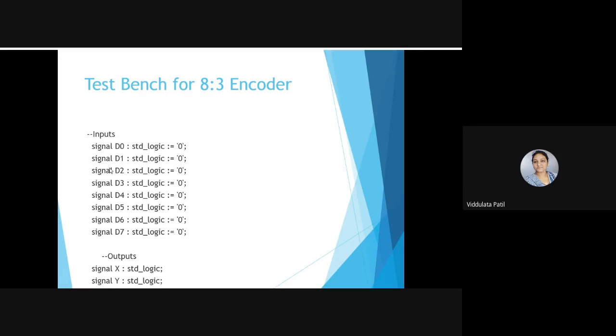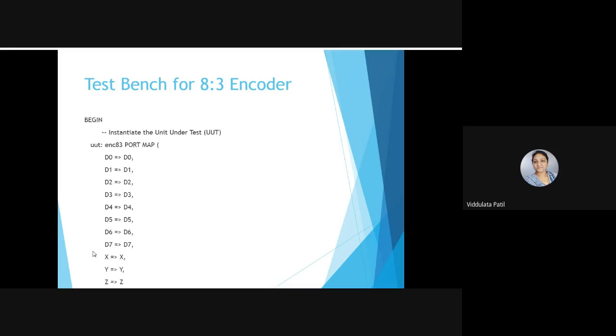For each of these signals we keep the input value at 0. That means we are actually resetting the encoder component that we have used in this architecture. Then the outputs x, y and z are again initialized as signals, all of the type std_logic. And then we begin with the actual architecture.